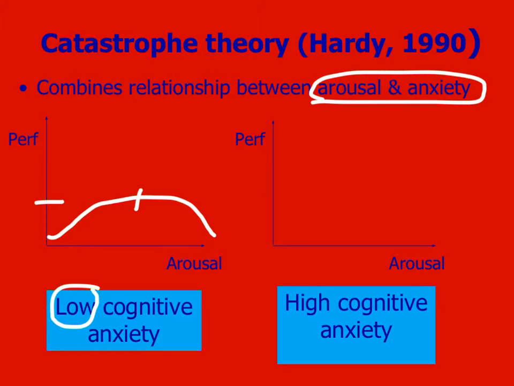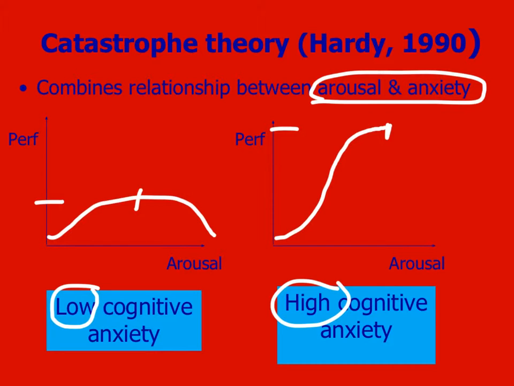The main graph that you need to be aware of is the one on the right that has high cognitive anxiety. So this is likely to be an important game, an important competition, an Olympic final, for example. And what we're saying is you're gonna have some high cognitive anxiety. You're gonna have those worries in your head around performance, etc. And what Hardy suggests is that with that in mind as the context, the relationship between arousal and performance goes something like this, so that it goes up, and the first difference is that we're able to get a best performance if we can control our arousal.